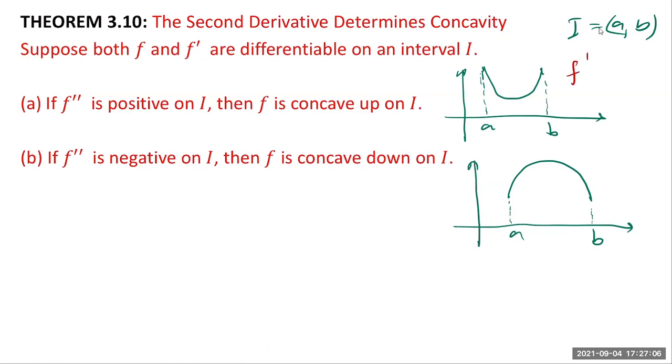This is the case when f double prime is positive. This is the case when f double prime is negative. If f double prime is negative, your graph should look like this. It should be a concave down function. If f double prime is positive, it should look like this. Your graph is concave up like this.